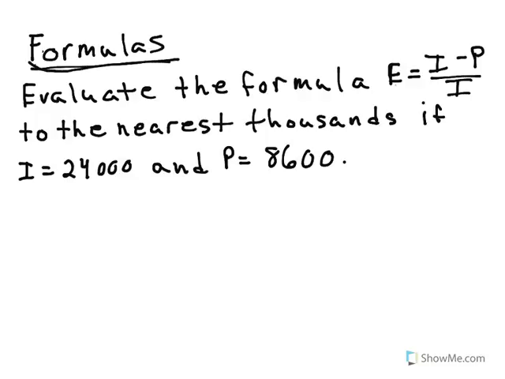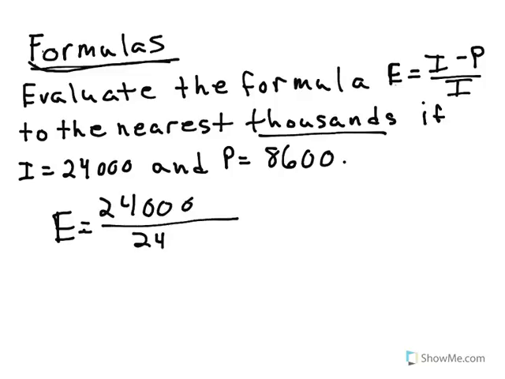Formulas. Evaluate the formula E equals I minus P divided by I to the nearest thousandths if I equals 24,000 and P equals 8,600. In the formula, we are going to replace both I's with 24,000. And we will replace the P with 8,600. We need to do the subtraction in the numerator first. 24,000 minus 8,600 equals 15,400.